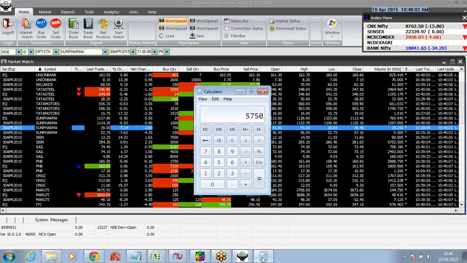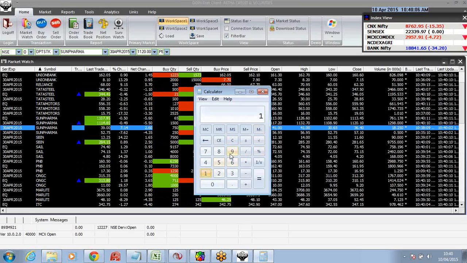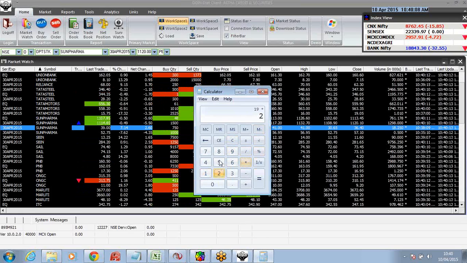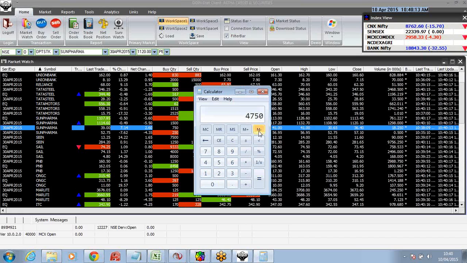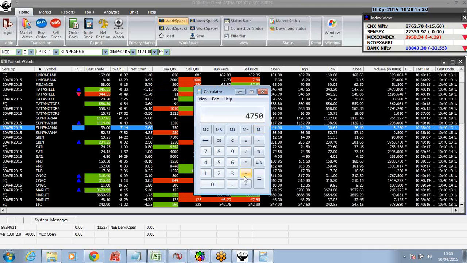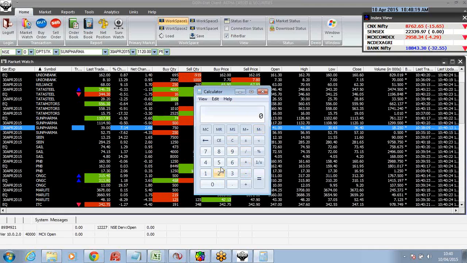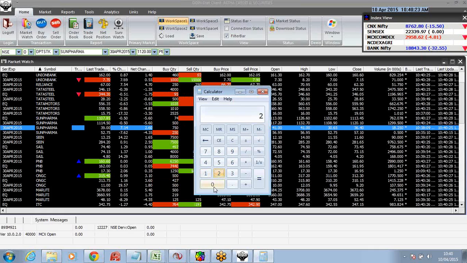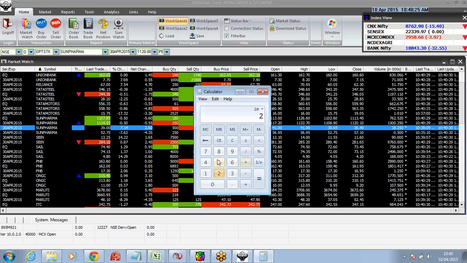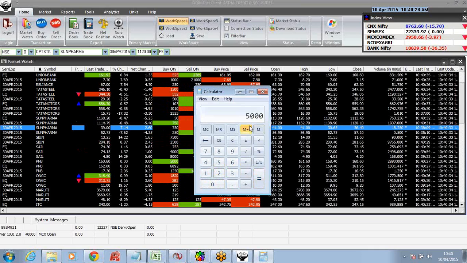So roughly your profit will be around, let's say, 19 rupees into 250. So 4,750 is the profit you have made. But what was your investment? Let's say 20 rupees, 20 into 250. So that's almost double the profit you have made.